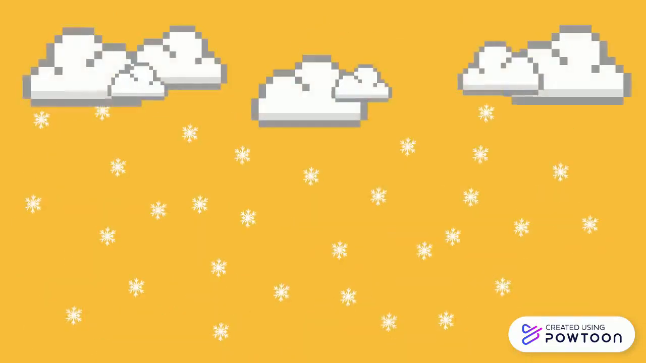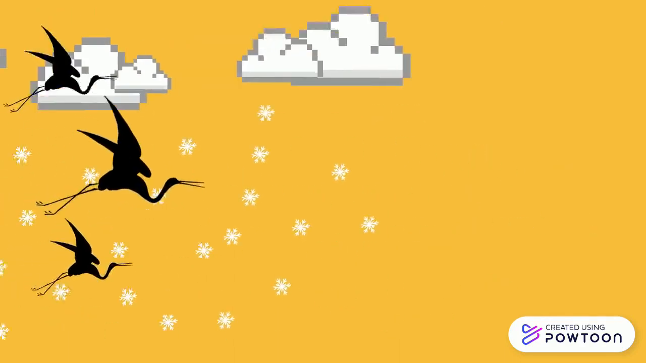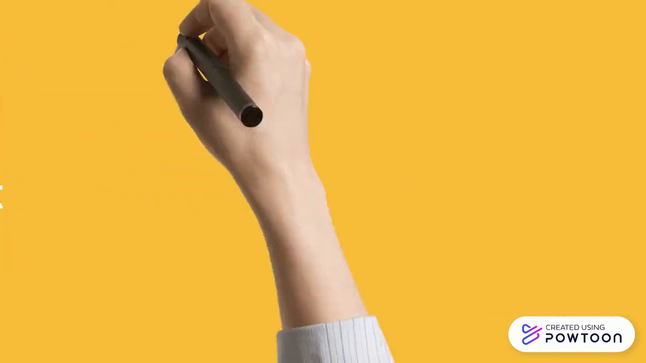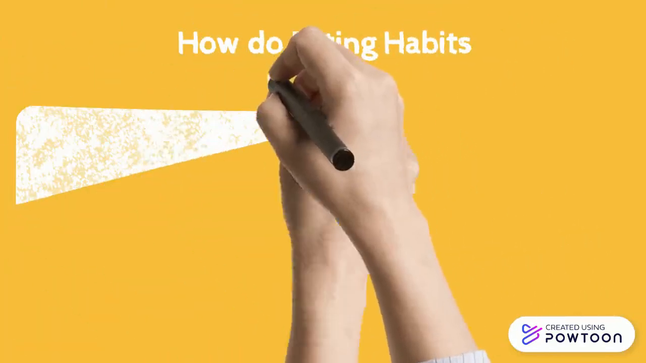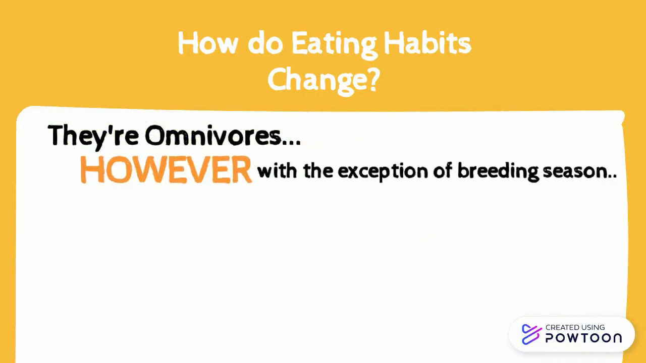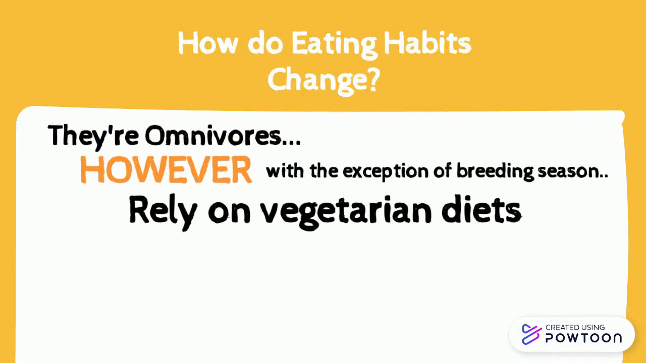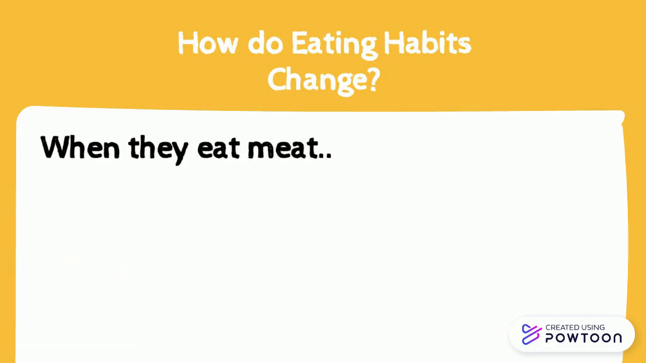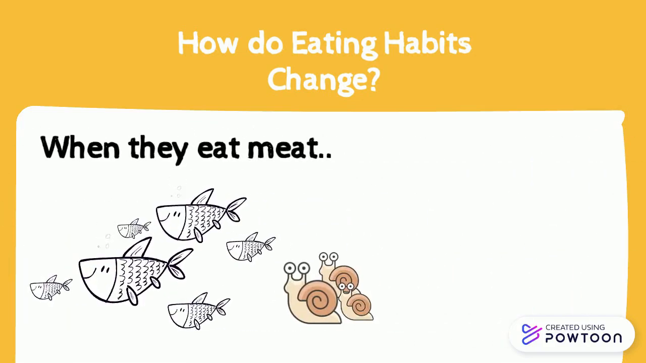Since the species originates from much colder regions, during the winters these cranes migrate from the Keoladeo National Park in India. The Siberian crane doesn't have difficulty with diet changes when they migrate, as they're omnivores in nature. However, it is important to note that with the exception of breeding season, these cranes will rely heavily on vegetarian diets consisting of cranberries, roots, and other various plants. When they're eating meat, they will eat small fish, small mammals, and insects.